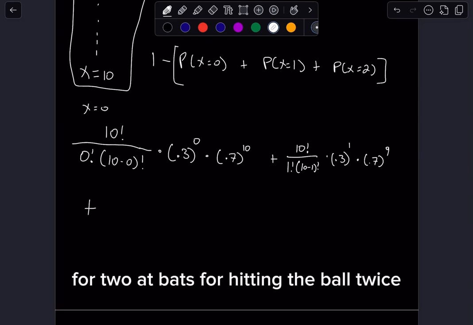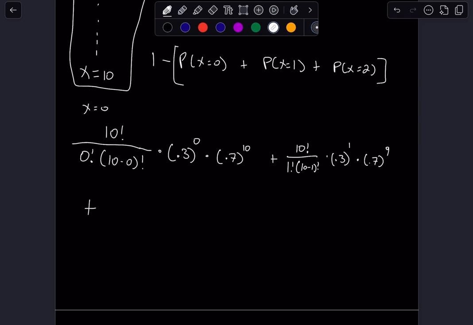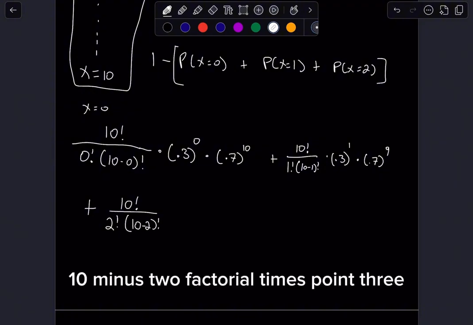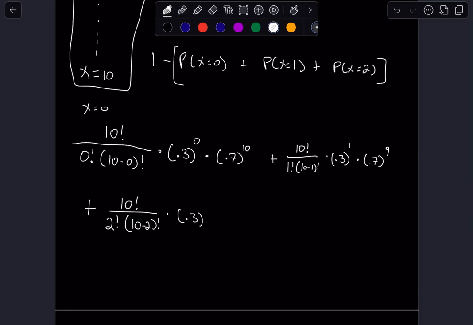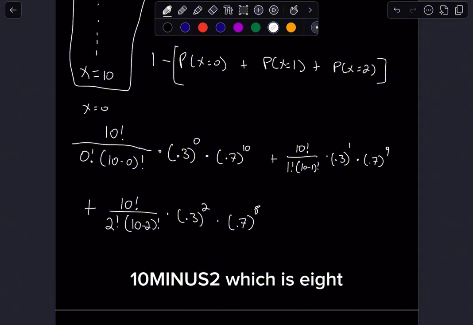Then we'll do it one more time for 2 at-bats, for hitting the ball twice. So 10 factorial, 2 factorial, 10 minus 2 factorial times 0.3 to the 2 times 0.7, 10 minus 2, which is 8.